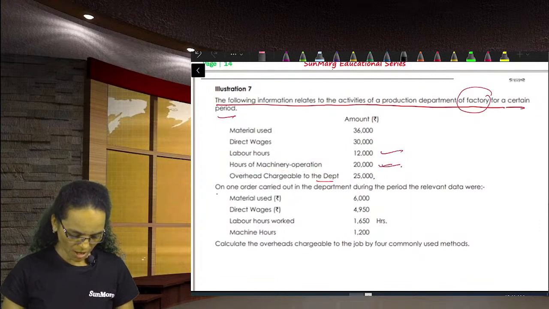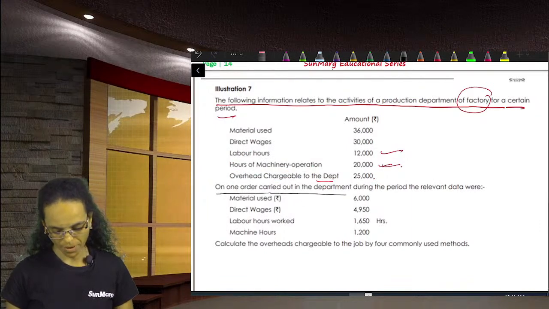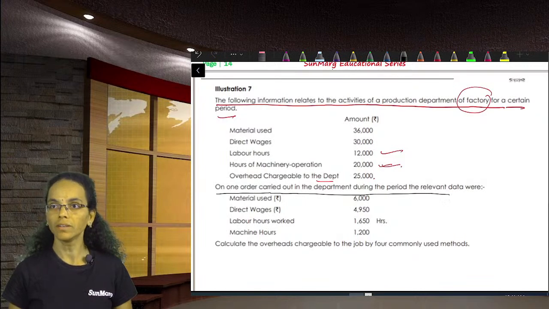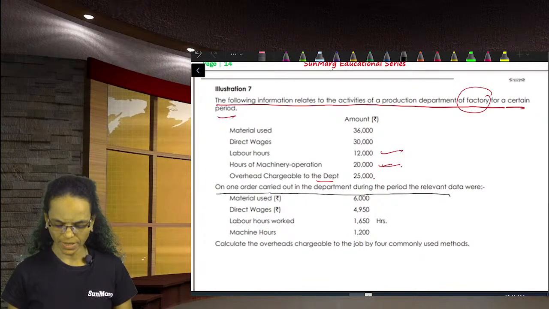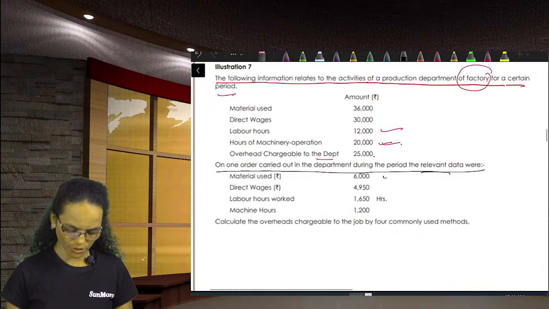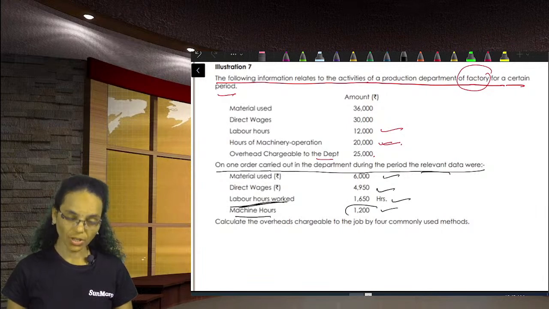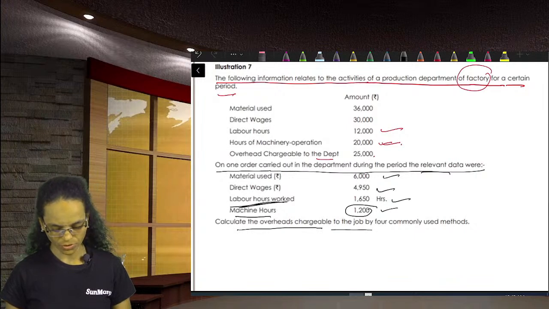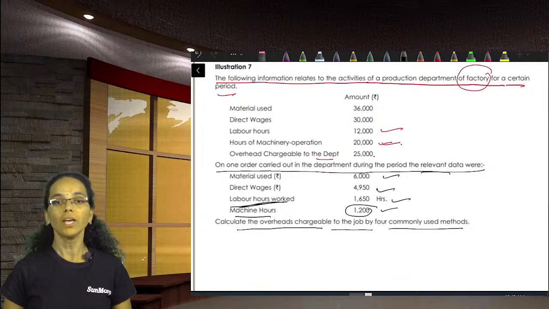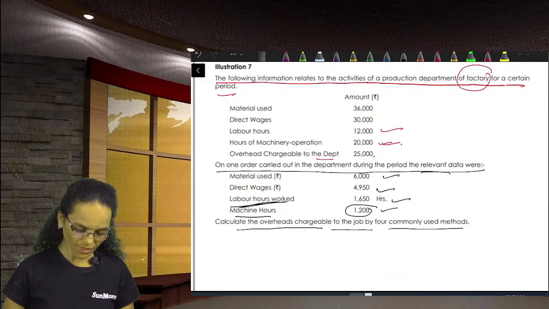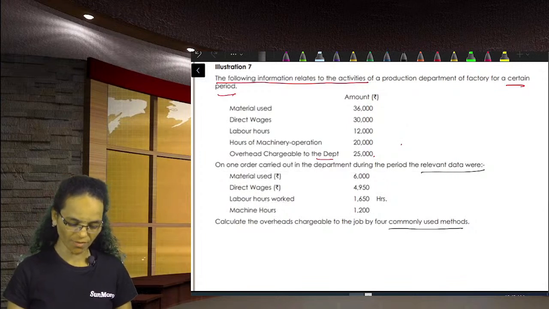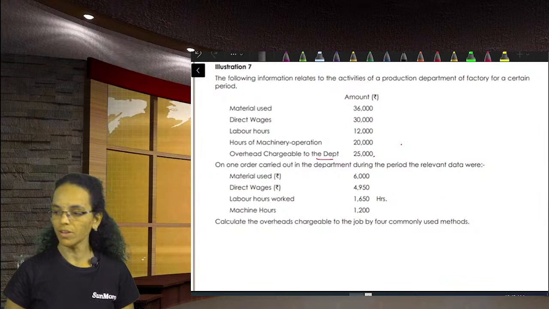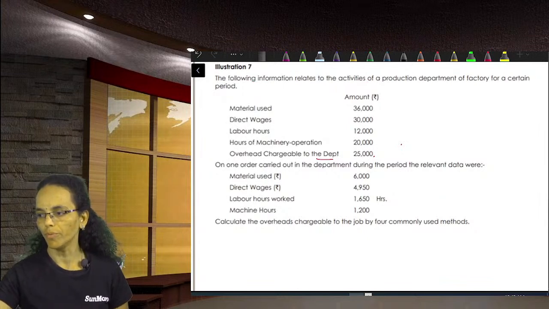On one order carried out in the department during the period, the relevant data: material used is this much, direct wages, labor hours worked this much, and machine hours is 1200 hours. Calculate the overheads chargeable to the job by 4 commonly used methods. See here, first we will understand the question, then we will go for solving the problem.